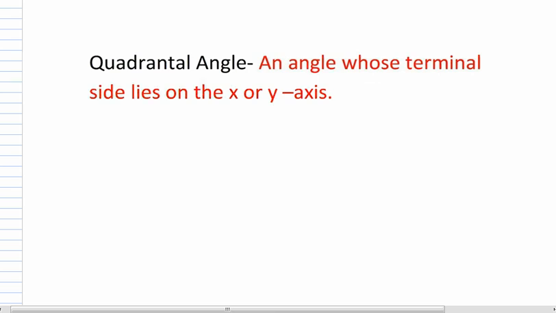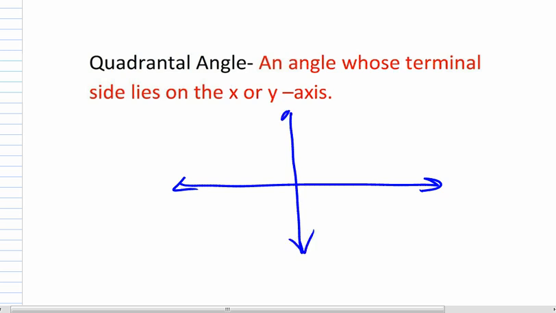A quadrantal angle is any angle that does not lie in a quadrant but lies on the axis. For example, 90 degrees is considered a quadrantal angle because when you rotate it, 90 degrees will wind up right on the y-axis. It's not in a quadrant, so therefore it is what's called a quadrantal angle, meaning it basically ends on either the x or y axis. If you kept going, 180 degrees would be a quadrantal angle because it lies on the x-axis.